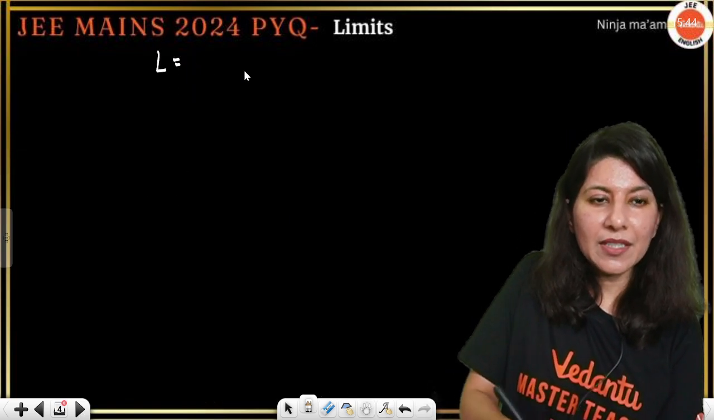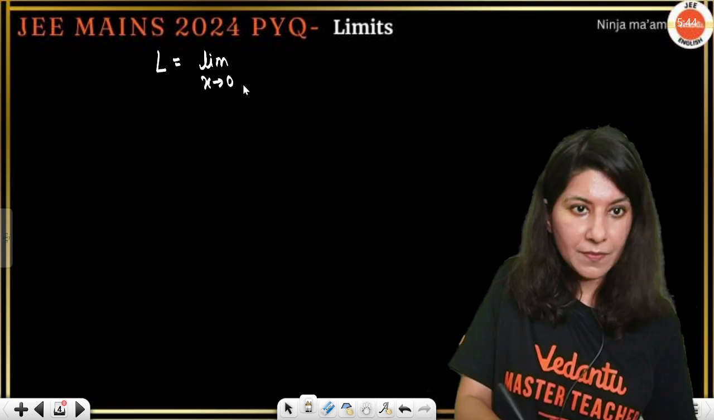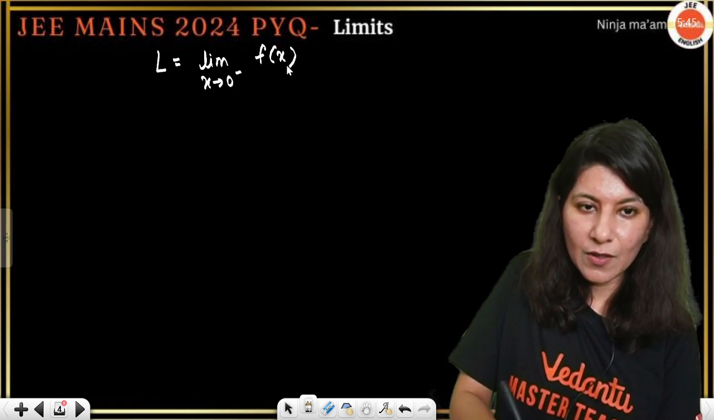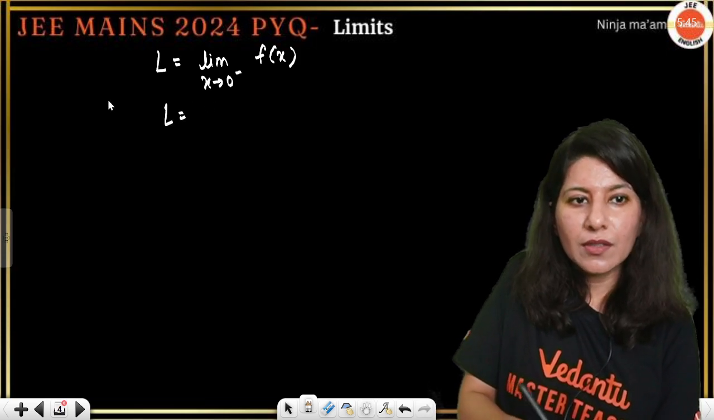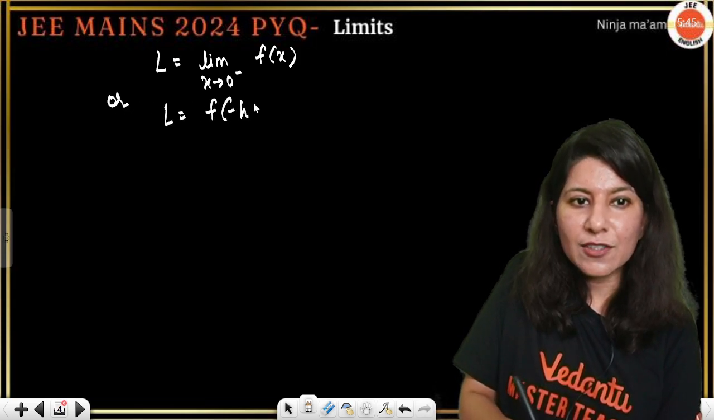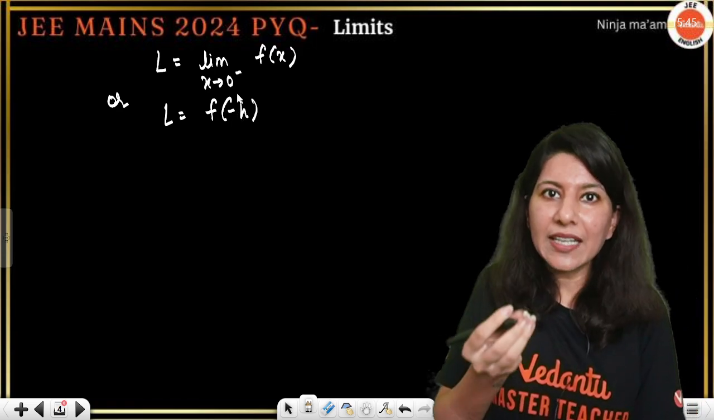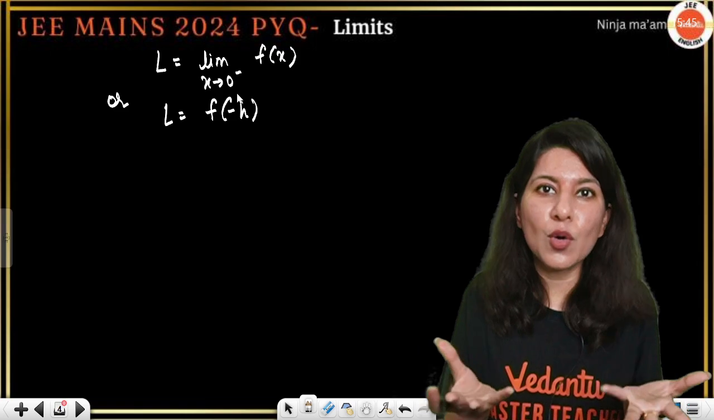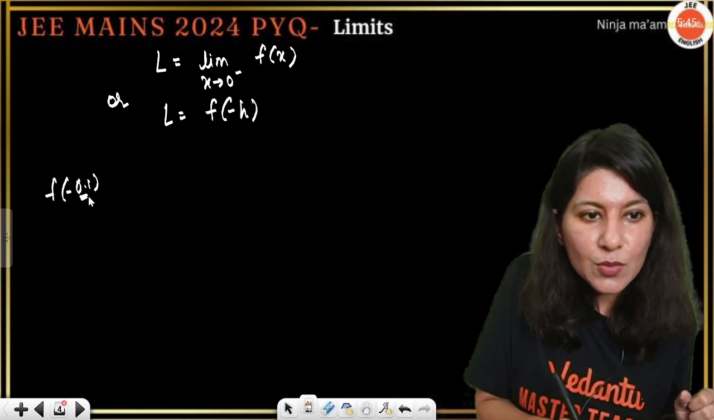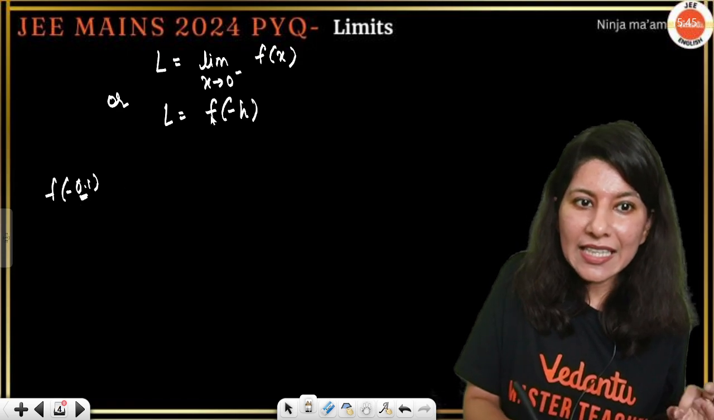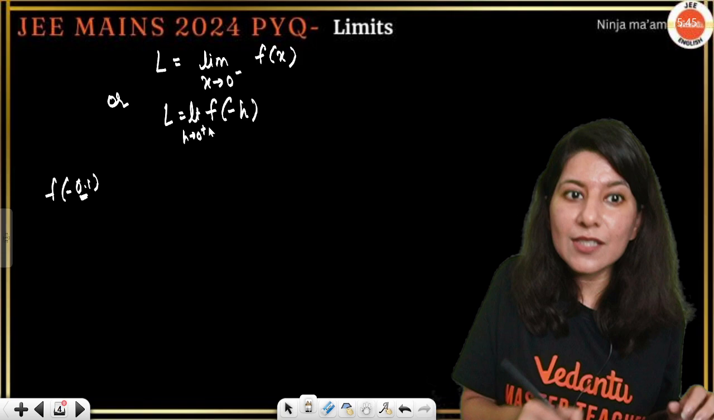For the left hand limit, limit x tends to 0 minus f(x). Okay, or we can say that just put f of minus h, where h is a positive quantity, right? Because see, you are applying a negative sign already. f of minus h is what? f of minus 0.1. Here h will be a positive quantity. So basically the limit will be f of minus h, where limit h tends to 0 plus only.